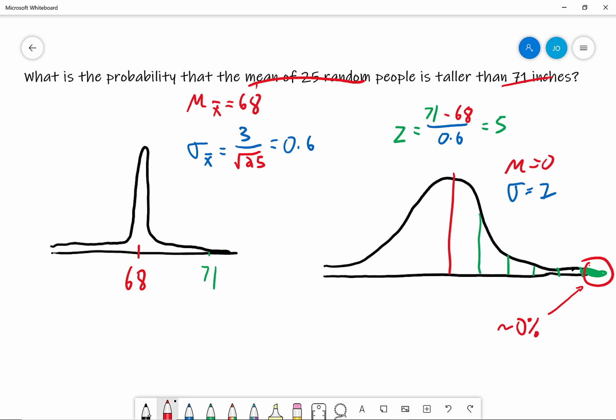Now we can visualize what's going on with the distribution of sample means when we apply it to a specific problem.